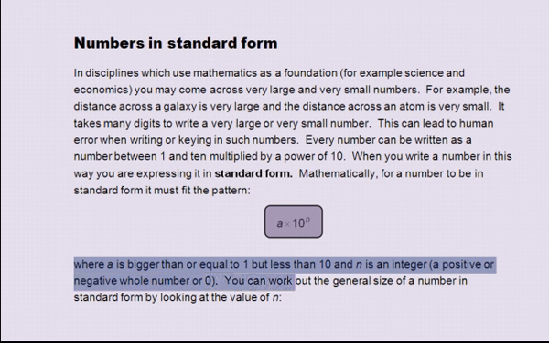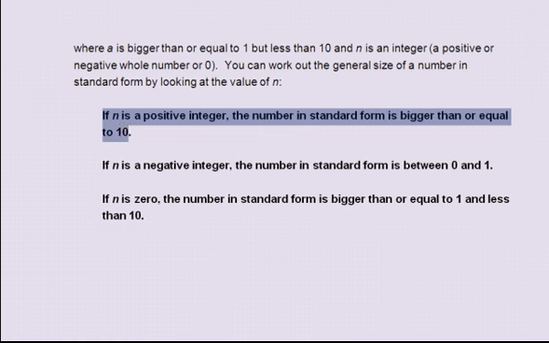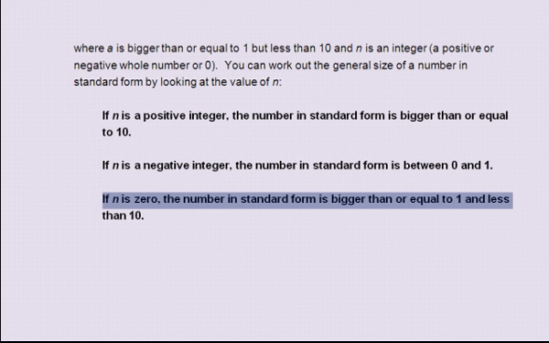You can work out the general size of a number in standard form by looking at the value of n. If n is a positive integer, the number in standard form is bigger than or equal to 10. If n is a negative integer, the number in standard form is between 0 and 1. If n is 0, the number in standard form is bigger than or equal to 1 and less than 10.